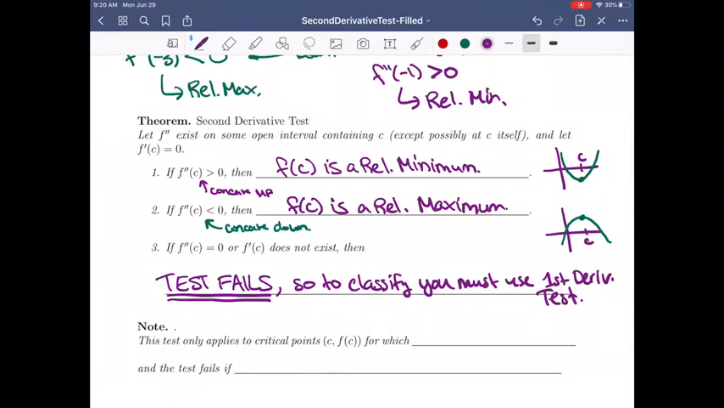Just to give you a couple of examples here. If my graph looks like this, this would be a critical number, but it's a vertical tangent, so the derivative doesn't exist.